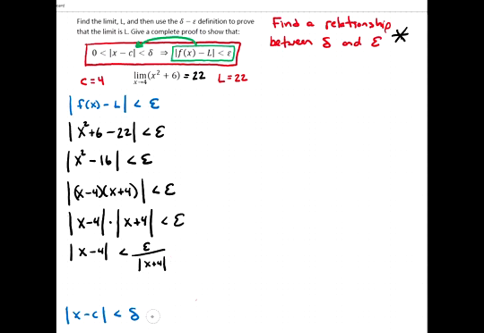So now this is where it gets a little tricky. What we could assume is that both delta and epsilon are small numbers, right? So let's make the assumption. Let's assume delta is small. So let's assume delta is somewhere between 0 and 1. Delta is 0 point something. Okay, so delta is a small number.